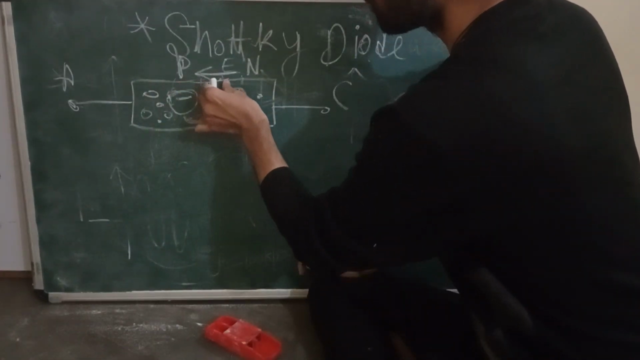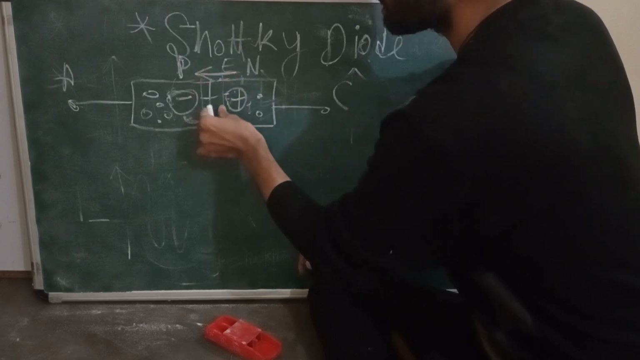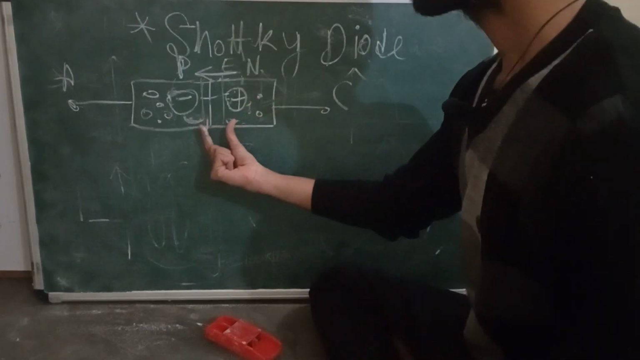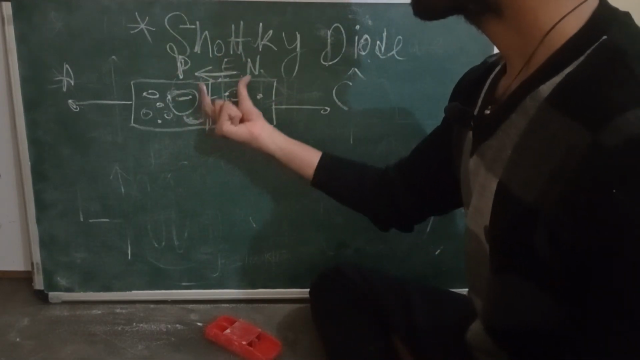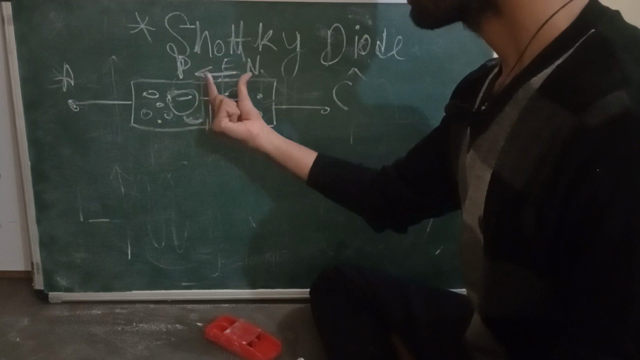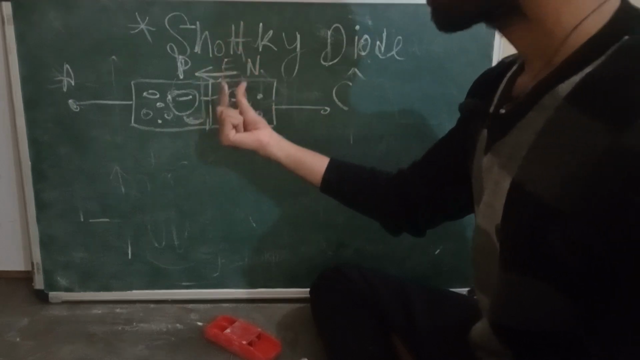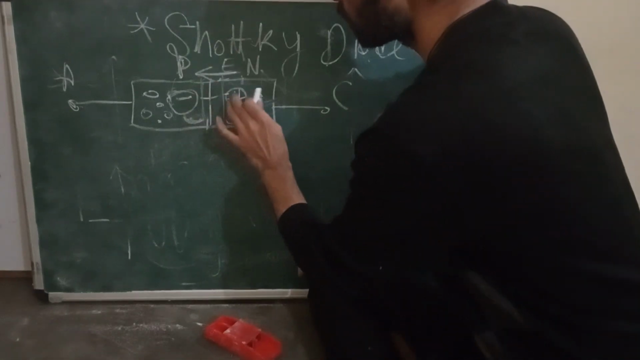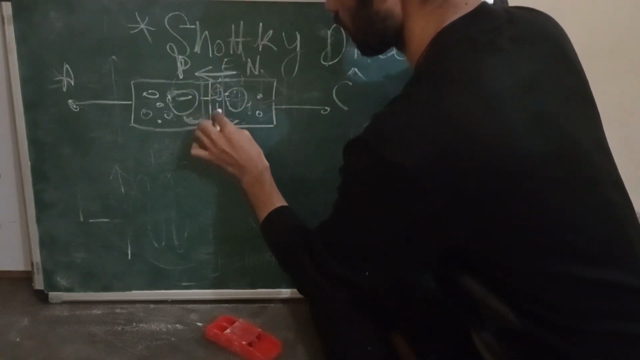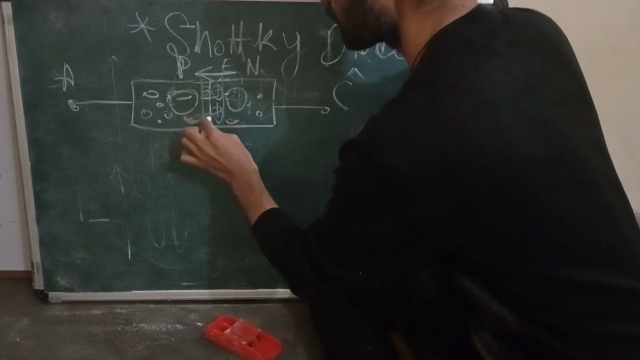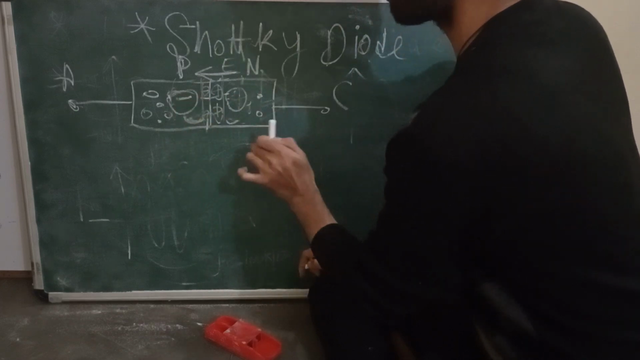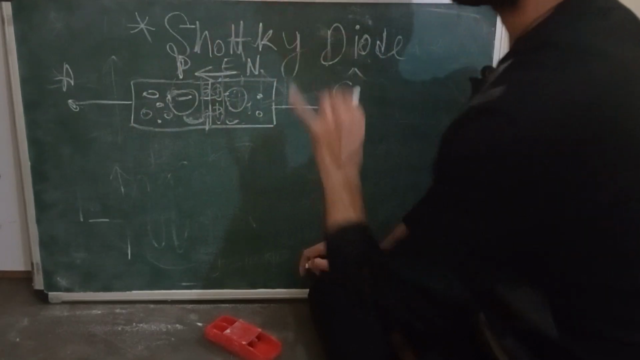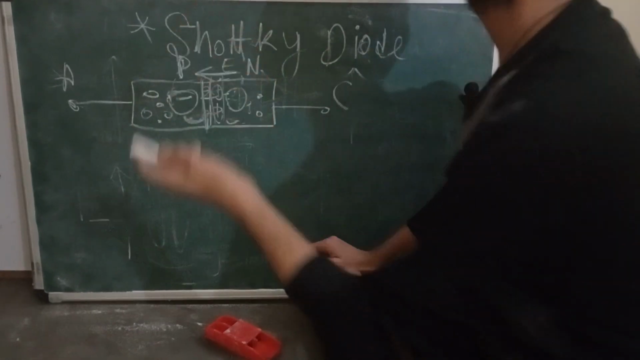Therefore, due to this electric field, there is the appearance of the depletion region. Due to the establishment of the electric field, the depletion region gets formed across the junction. These are positive and negative ions, positive ions at the N side and negative ions at the P side. So there is a formation of the depletion region.